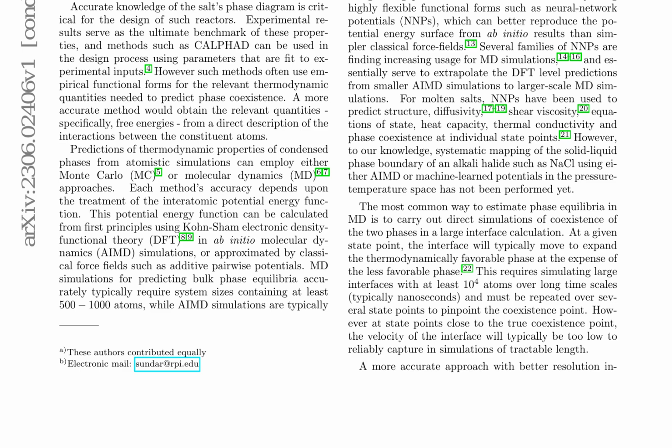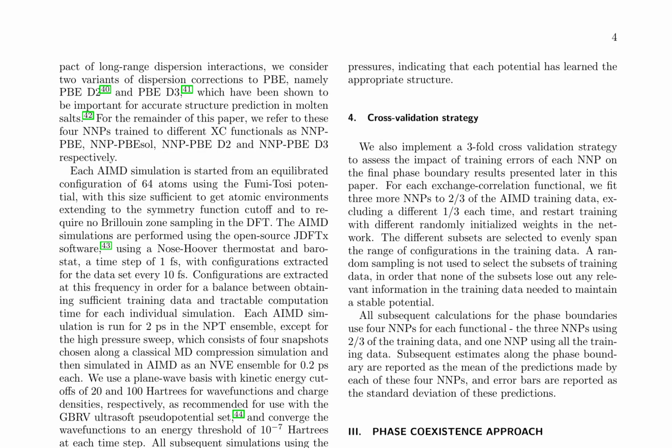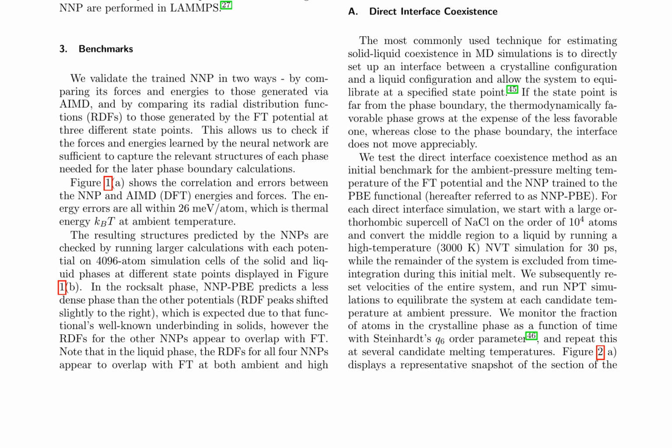The authors utilize the Fumi-Tosi potential for classical MD simulations and neural networks as universal function approximators to describe the complex multidimensional potential energy surfaces of atomistic systems. They employ various exchange correlation functionals, including those that explicitly include dispersion interactions, which show better agreement with experimental data over a wider range of temperatures and pressures.